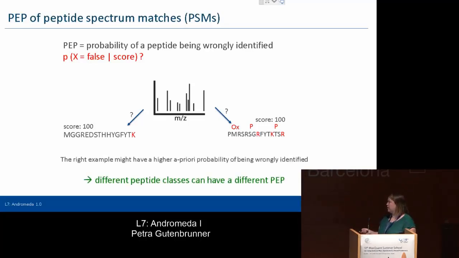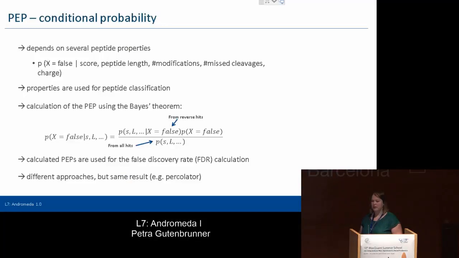And depending on the properties, the PEP can be different. The peptide properties are, for instance, the score, the peptide length, the number of modifications, miscleavages, and charges. Based on these properties, you group or classify those peptides into classes, and then you calculate the FDR for each of these classes. So when you want 1% FDR, it can happen that the PEP you calculate for this class is different, and so you cut it off at 1% FDR, and so you have a different resulting PEP for each of the classes, and then between the classes you need to adjust them so that they're equal.